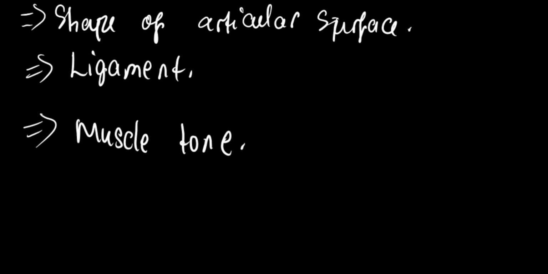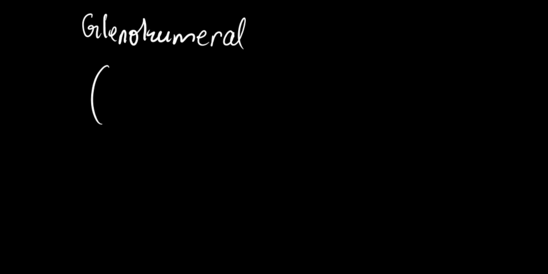First, taking a look at the shape of the articular surface. When we were discussing the ball and socket joint, especially the glenohumeral joint, we mentioned that the glenoid fossa or the glenoid cavity of the scapula is much smaller than the head of the humerus, so it doesn't exactly provide that ball and socket articulation needed.